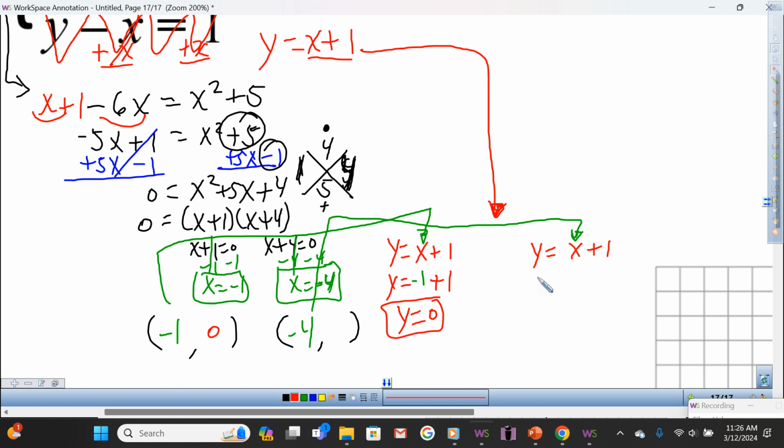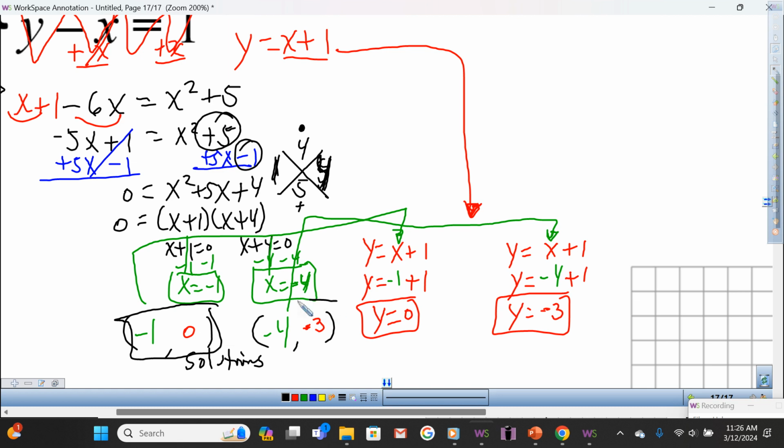Do the same thing for the second one. y equals blank plus 1, and that blank was negative 4. So what is y now? y is equal to negative 3. And that goes right there. So now we have our solutions. Now check this out. We have how many solutions? 2 of them. 1, 2.